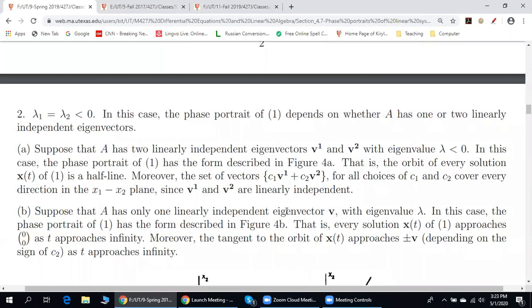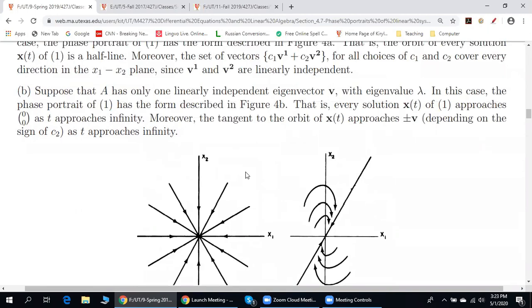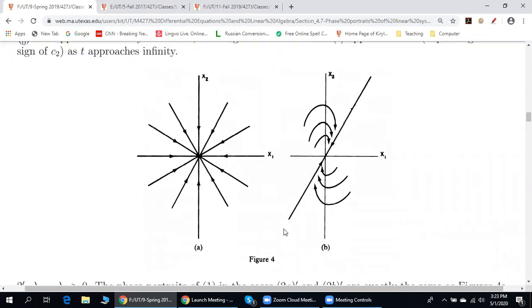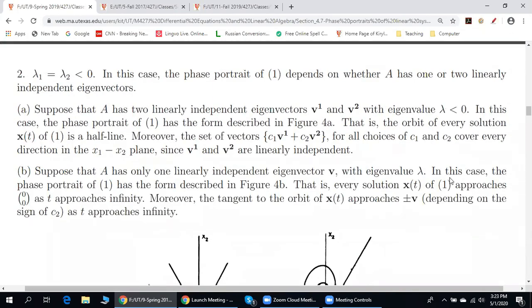Next, case 2. Both eigenvalues are real, negative, and equal. In this case, we consider two subcases. We find the eigenspace. If this eigenspace is two-dimensional, here is the phase portrait. If this eigenspace is one-dimensional, here is the phase portrait. This line is parallel to any vector from our eigenspace.